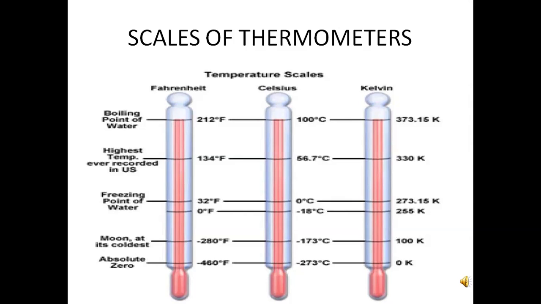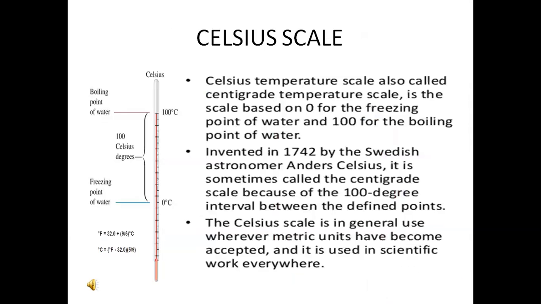So three scales are here: Fahrenheit scale, Celsius scale and Kelvin scale. These are the boiling point of water, highest temperature and freezing point of water from Fahrenheit, Celsius and Kelvin scale. First we will see Celsius scale. Celsius temperature scale, also called centigrade temperature scale, is the scale based on 0 for the freezing point of water and 100 for the boiling point of water.